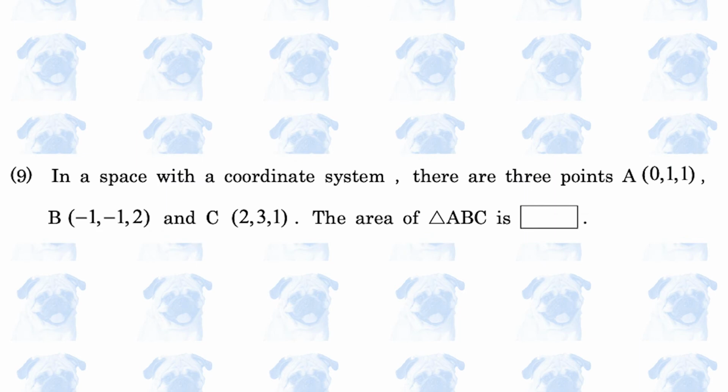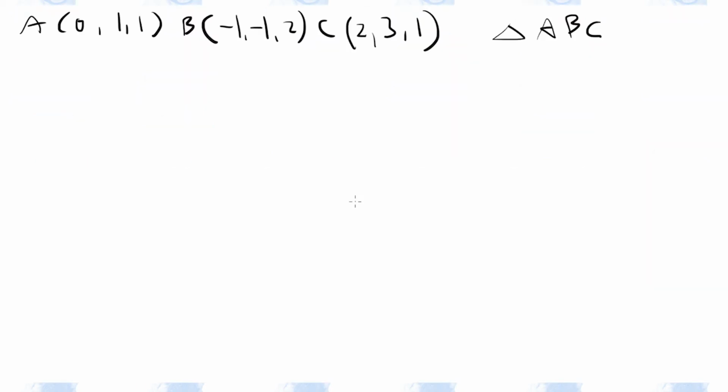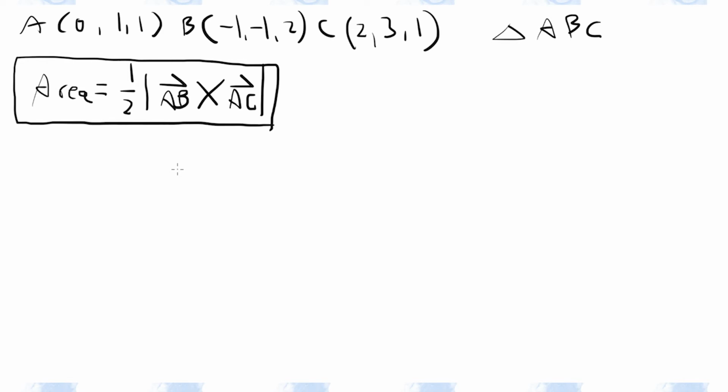Number 9. We have 3 points A, B, C in a 3-dimensional space, and we need to find the area of the triangle formed by these 3 points. You can use the following formula to calculate the area of the triangle. The formula says the area is equal to 1/2 times the magnitude of the cross product of vector AB and vector AC. So first of all, let's figure out vector AB and vector AC.